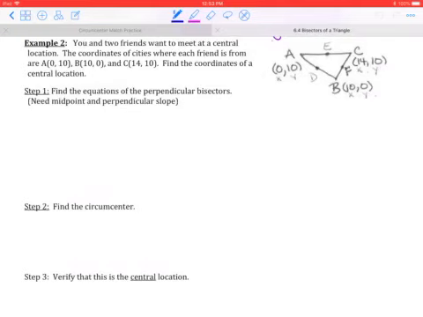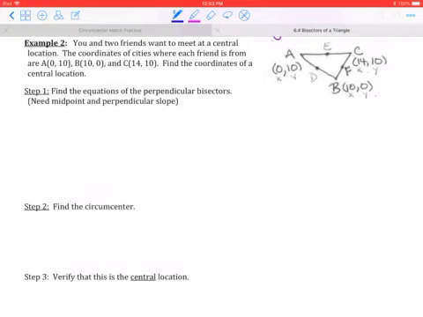So you and two friends want to meet at a central location. Anytime you see something like that, think about you and your friends being the vertices of the triangle, and you're going to use those as the coordinates. And if you want to be equally distant from three things, you're going to use the circumcenter. So here we have the coordinates of these three cities, A, B, and C, and we want to find the coordinates of the central location.